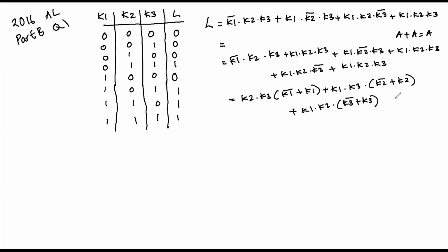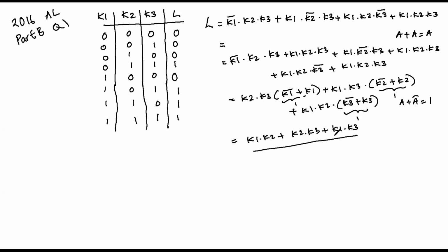From the theory, we know that A plus A bar equals 1. So this will be 1. This is 1, this is also 1, this is also 1. So which means now we can put the answer K1 into K2 plus K2 into K3 plus K1 into K3. Yes, so this is the answer.